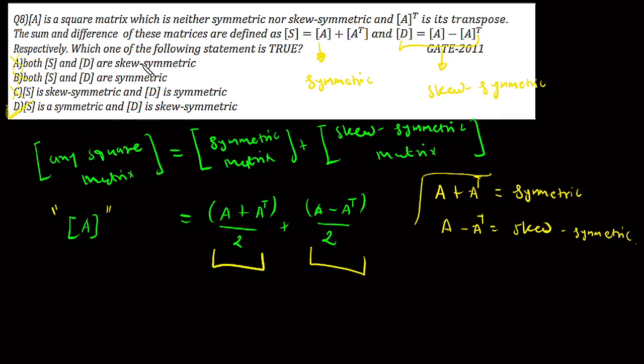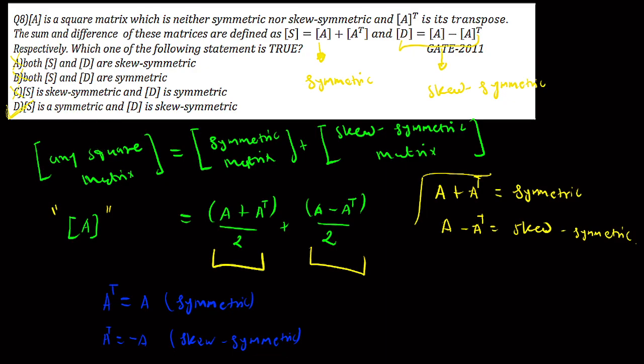Now again let's quickly recall the definition of symmetry. If I take the transpose of a matrix and get the same matrix as it is, then I call it a symmetric matrix. I hope you already know this concept. And if I take the transpose of a matrix and get the negative of the initial matrix, then I can say the matrix is skew symmetric here. So option D is the correct answer for this question.